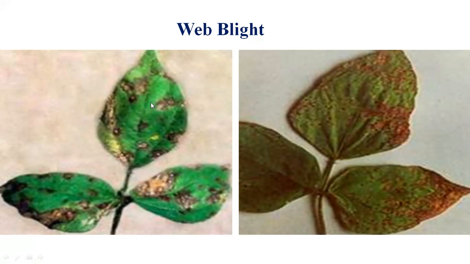This is known as web blight, which is caused by Rhizoctonia solani. When blightness occurs on the leaf, there is heavy destruction and total drying of the leaf, which adversely affects the physiology and development of the plant. So this is about the symptoms of web blight. The primary source of infection is dormant mycelium from soil and plant debris, and the secondary source of infection is conidia, which is carried by irrigation water.